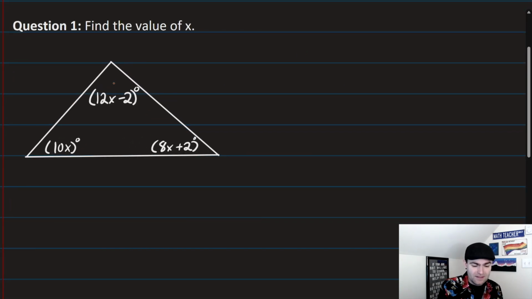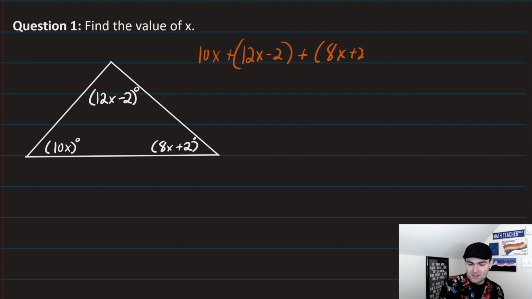If we are given that the interior angles are 10x, 12x minus 2, and 8x plus 2, in order to find out what x is, we're going to add all of these together and set it equal to 180 degrees. So we have 10x plus 12x minus 2 plus 8x plus 2 is equal to 180 degrees. Technically, we would have degree symbols on all of these, so I'm going to drop the degrees for now.